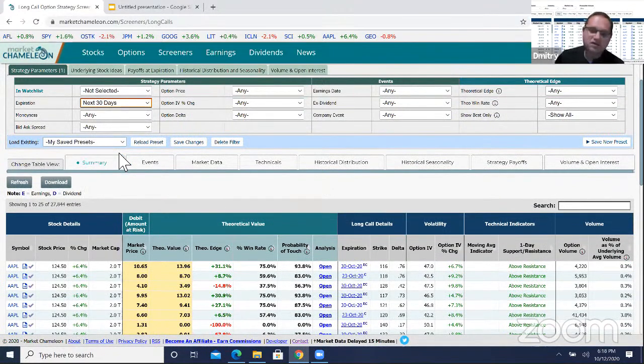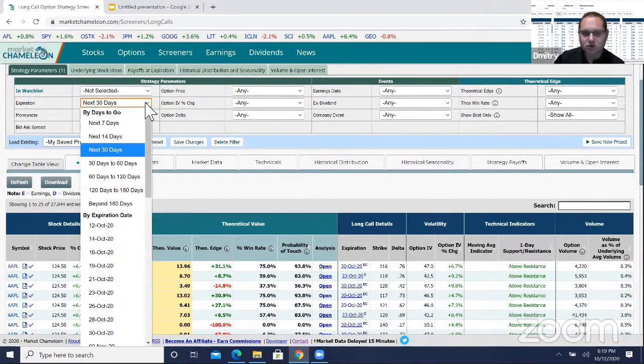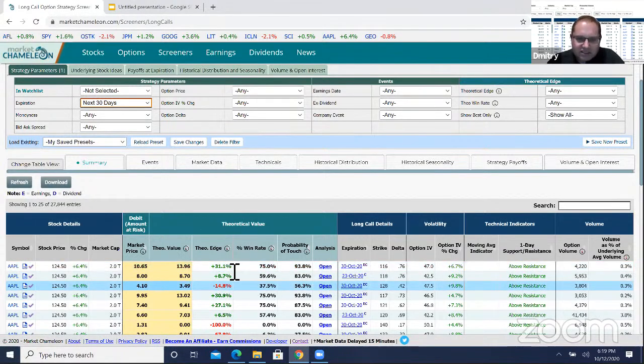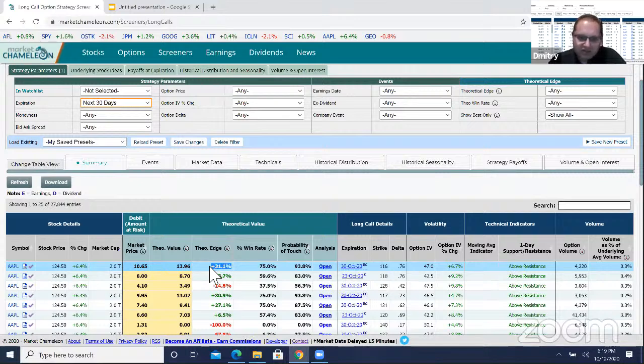So if it's this week, it will include it in there. You see here, October 23rd, October 30th, October 16th, it's in there. It's going to include all of these, October 12th, 14th, 16th, anything expiring within the next 30 days. This way we're going to expand our scan. Now, what we want to do is say, all right, let's take a look for positive theoretical edge.